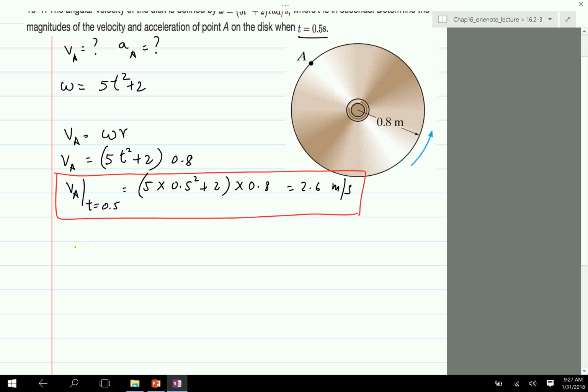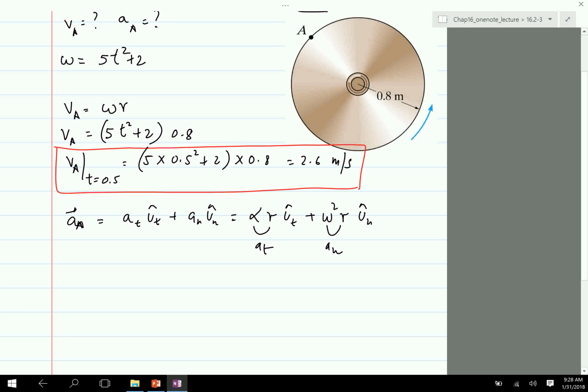Okay, for the acceleration, that's a vector. It has a_t u_t plus a_n u_n, where a_t is alpha r u_t and a_n is omega square r u_n. So we're going to find a_t and a_n, and then we can basically take the square root of the sum of squares, right?